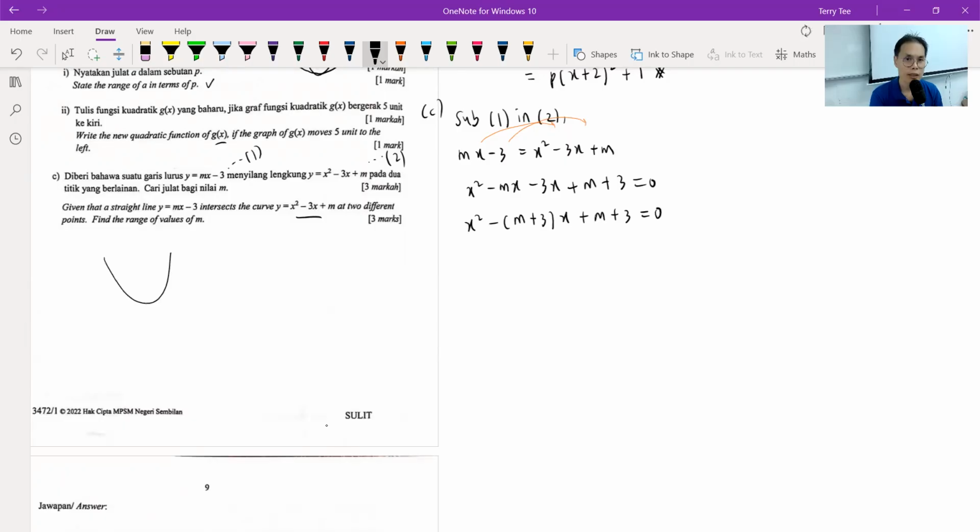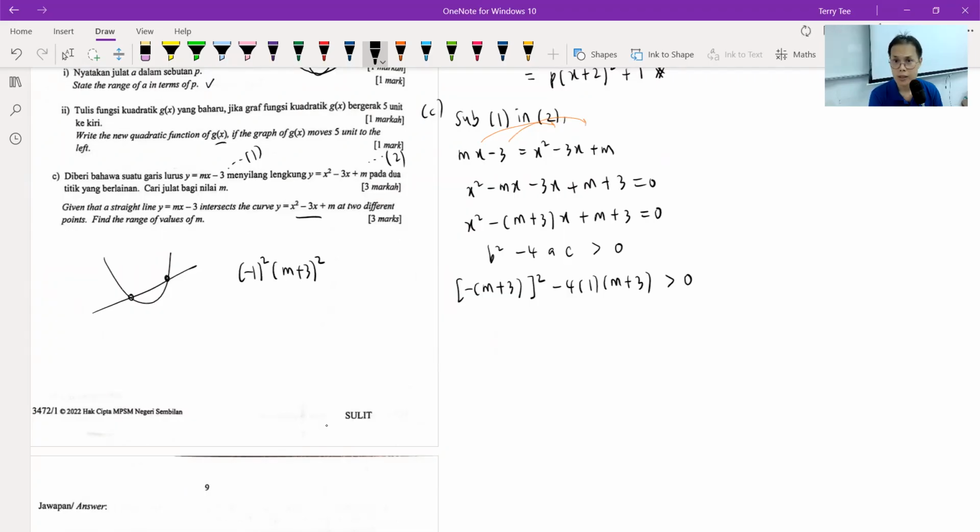Now we know when a straight line and a curve intersect at 2 points, the number of real roots that you have is 2. We will have 2 real roots, or we say real and distinct roots. So we have to use b squared minus 4ac more than 0. Now my b is negative (m plus 3). I'm going to square it. I'm not going to expand the negative, I'll just leave the negative outside. Your a is 1, your c is m plus 3. This is more than 0. So the moment you square the negative 1, imagine there's a negative 1 here, you got to square it, and the m plus 3, you're going to square it.